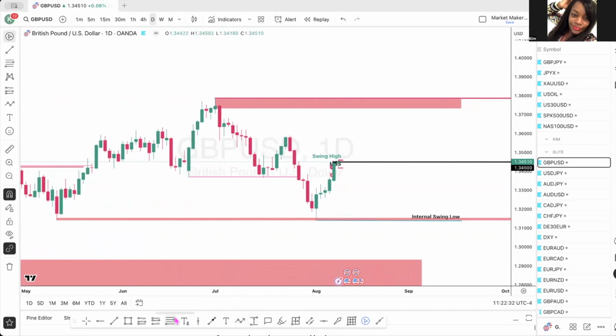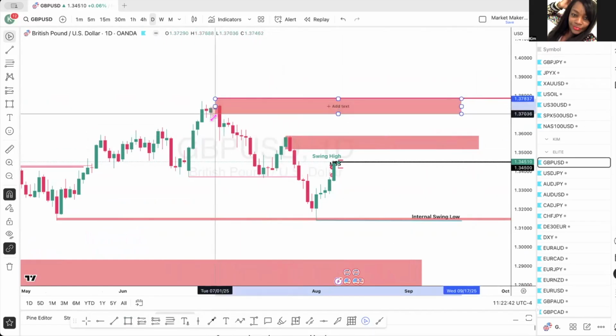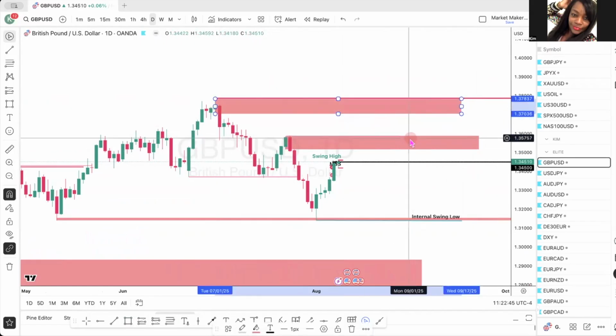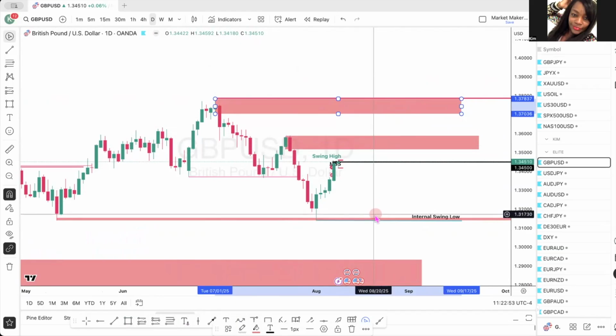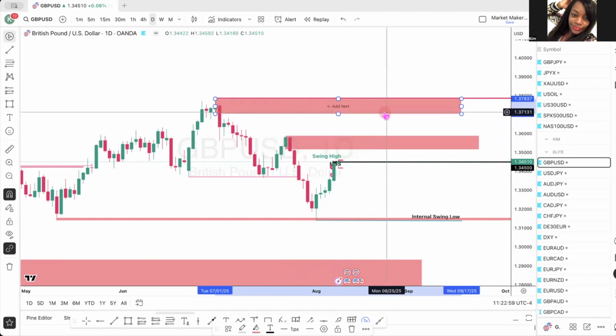I think we talked about this a few weeks ago. There is a supply zone here, and then there's also a supply zone here. So either we might expect price to come up here and then sell, or price is going to break through here, and then we can at least buy it up to here.